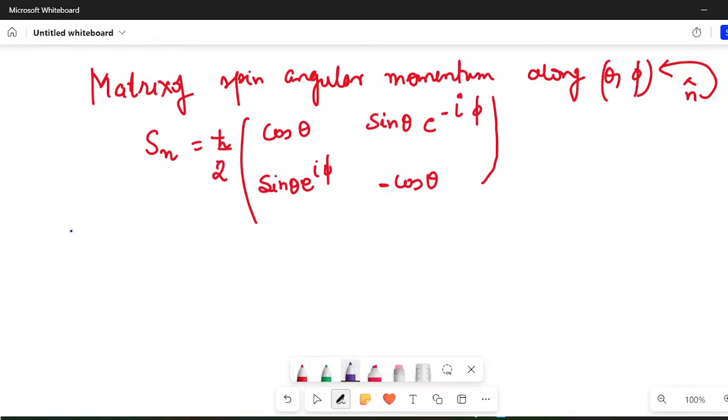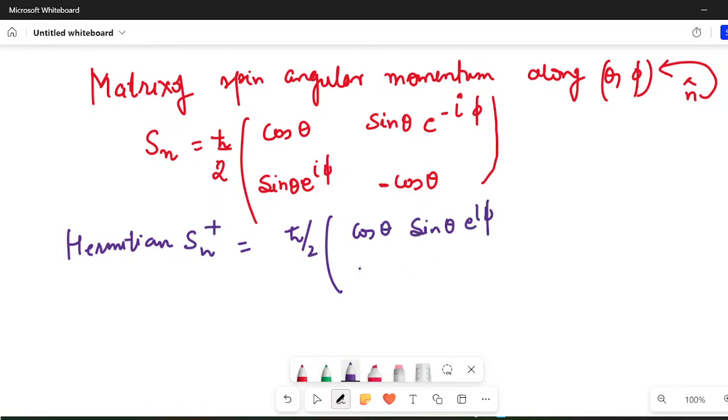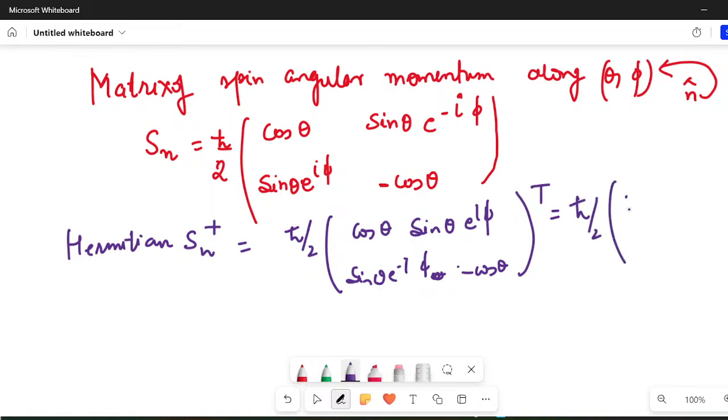this happens to be again a Hermitian matrix only. You can see it on your own also, because clearly Sn dagger, if you want to calculate, it will be h cut upon 2. Cos theta is a real entity, it will remain like this only. Sin theta e to the power iota phi, and then you will have sin theta e to the power minus iota phi, minus cos theta, and you have to take a transpose of it. So if you take a transpose, you will get h cut by 2, cos theta, sin theta e to the power iota phi. I think it is quite simple to see that this is a Hermitian matrix. So clearly this is a Hermitian matrix.